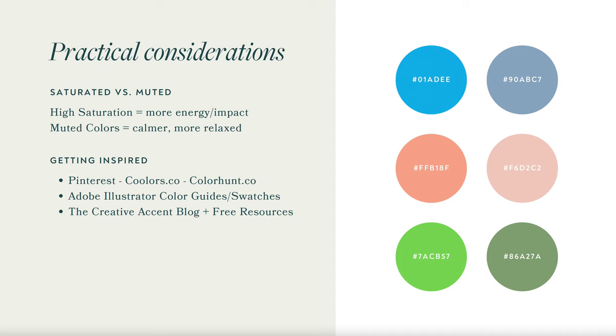So where to find inspiration? I love to start with Pinterest. There are so many beautiful color palettes on there and just so much inspiration to be found. You can also find some interesting ideas on online tools such as coolers.co or colorhunt.co. I personally use Adobe Illustrator color guides often as I'm designing a brand and building out the full color palette. And you'll also find several resources on my website, The Creative Accent.